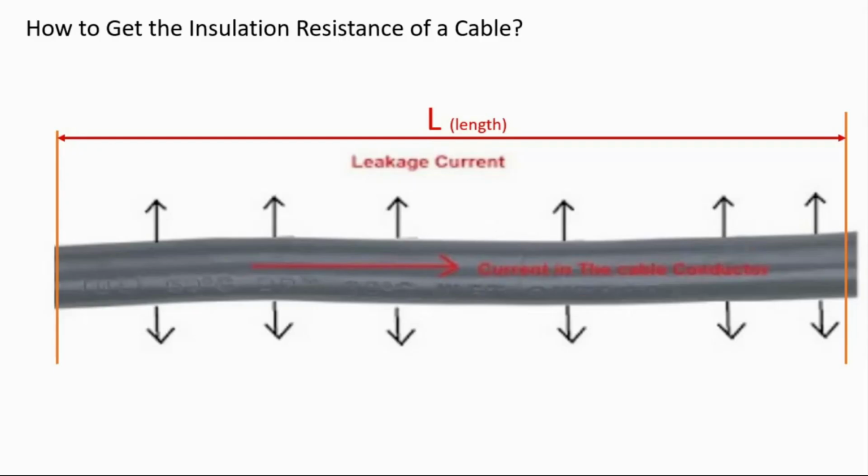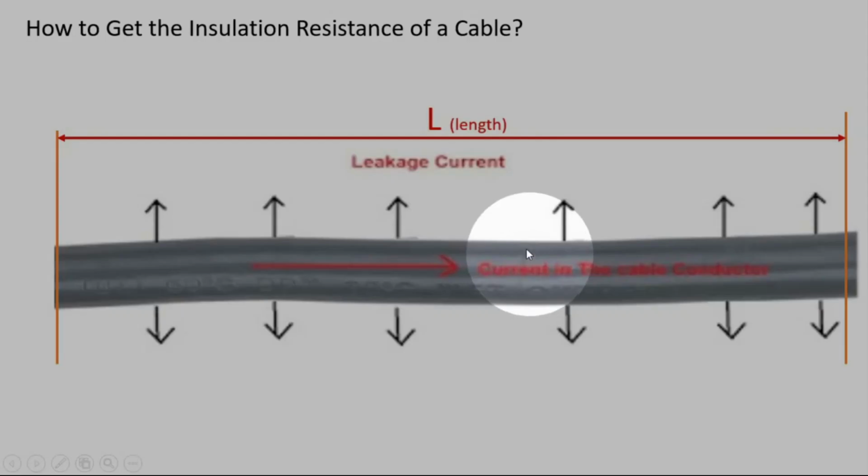But there is also a current that is flowing radially from the inner point of the circle of the cross-sectional area of this cable up to the outermost part. Therefore, this current is also penetrating the insulator, and we call this current a leakage current. Therefore, it also has a so-called insulation resistance, and this is what we are after in this video.